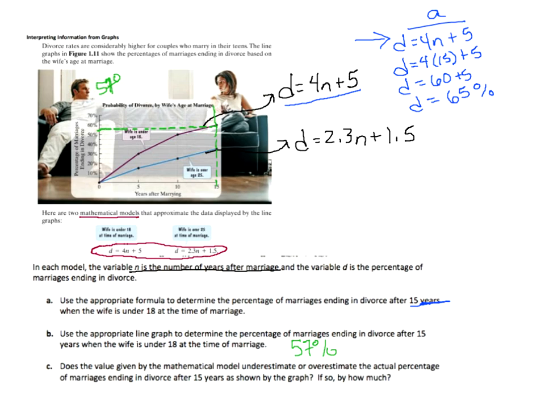The last question says, does the given mathematical model underestimate or overestimate the actual percentage? It overestimates. This is our mathematical model right here, 65%. Our actual is 57, so it overestimates by about, looks like about 8. So approximately, that's what the wavy line says, approximately 8%. It overestimates.